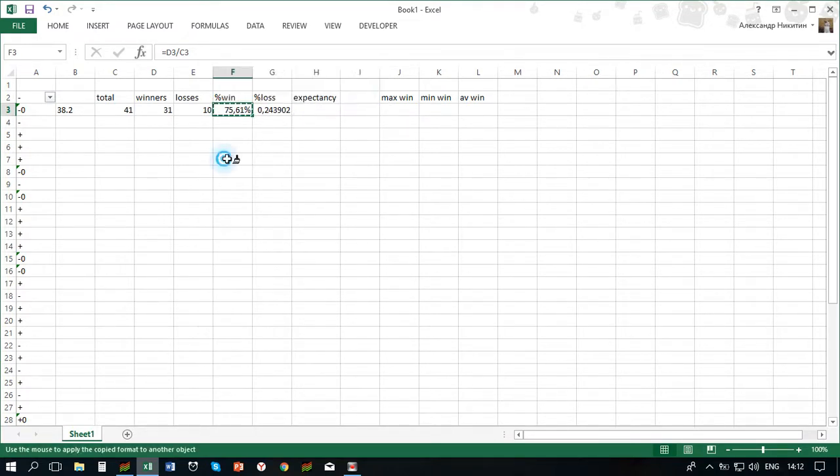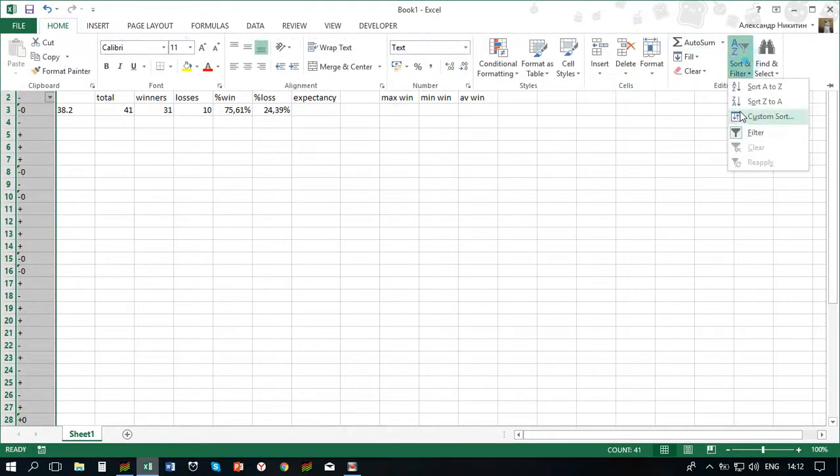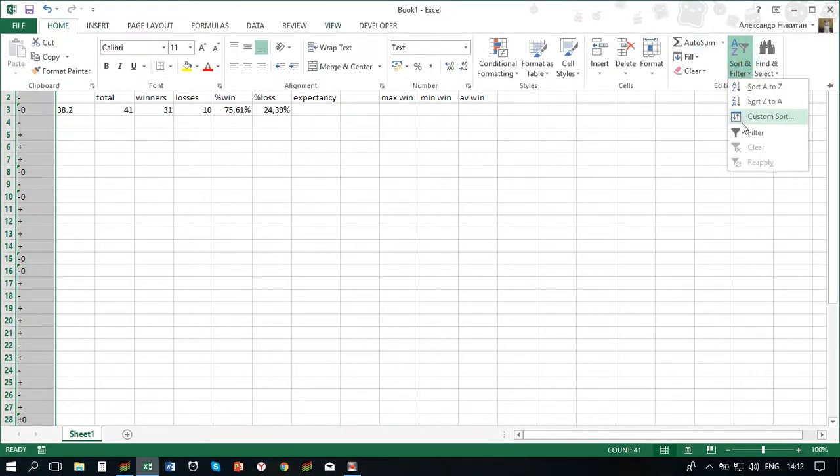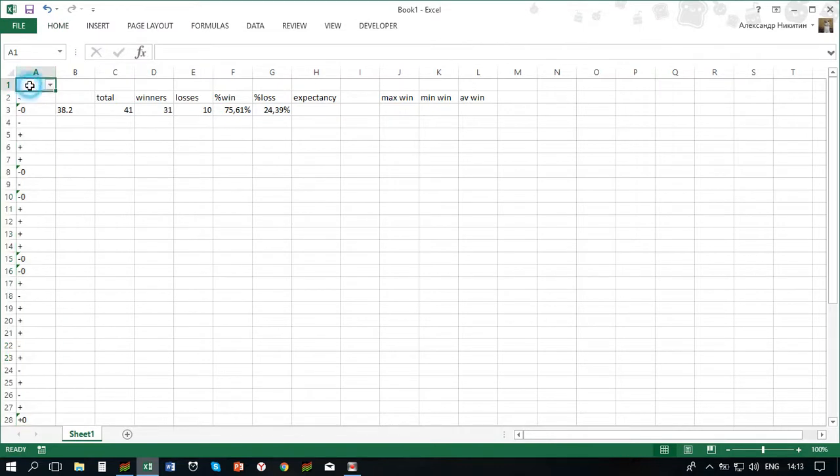Let's turn that into percentage. Okay, and let me do it this way. Turn this all into percentage. Let me remake the filter. Okay, good. What is next? The next strategy is the 618 strategy.